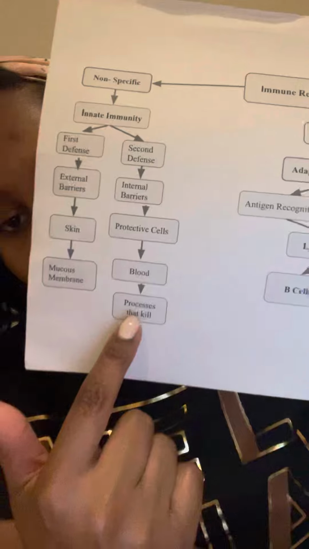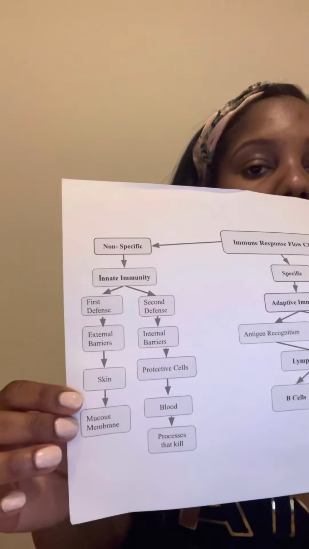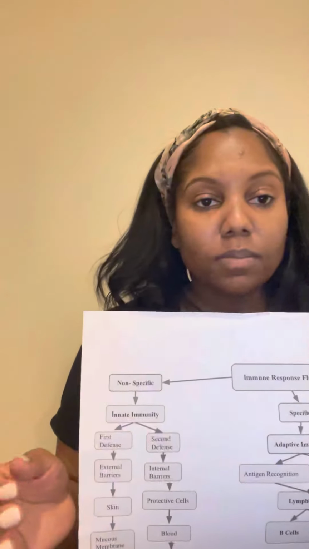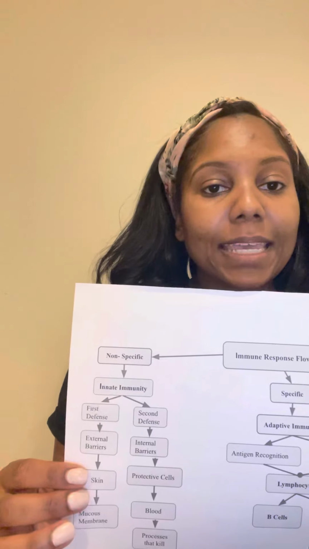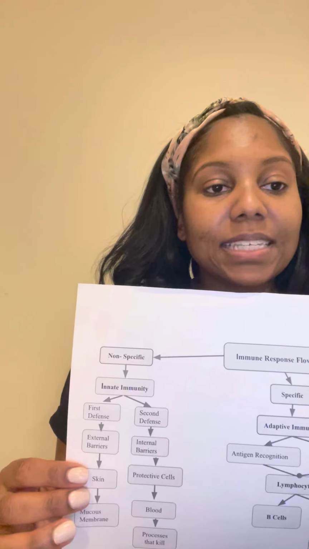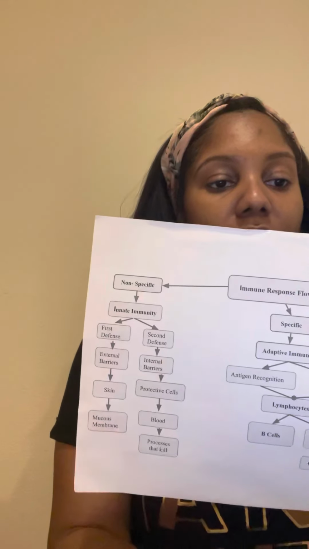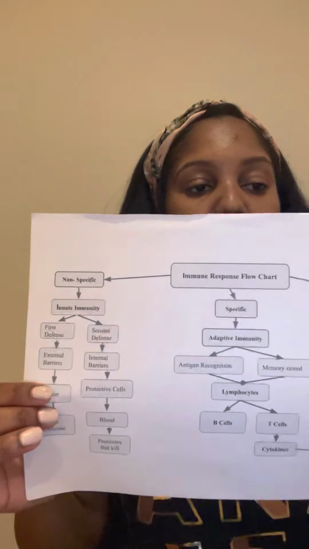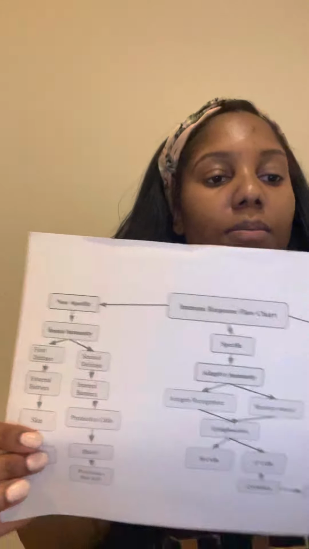The second line of defense, as you can see on my flow chart here, are the internal barriers such as protective cells and blood. The cells involved are white cells called leukocytes that help the body fight disease. Innate immune cells not only provide rapid protection against invasion, but also serve as a bridge between microbes and the adaptive immune system made up of T and B cells.